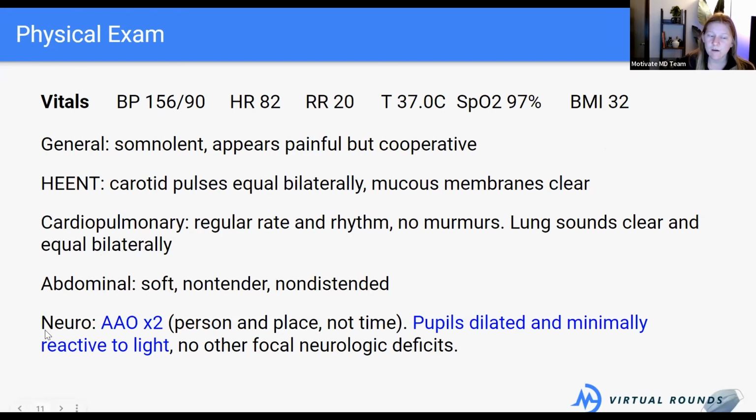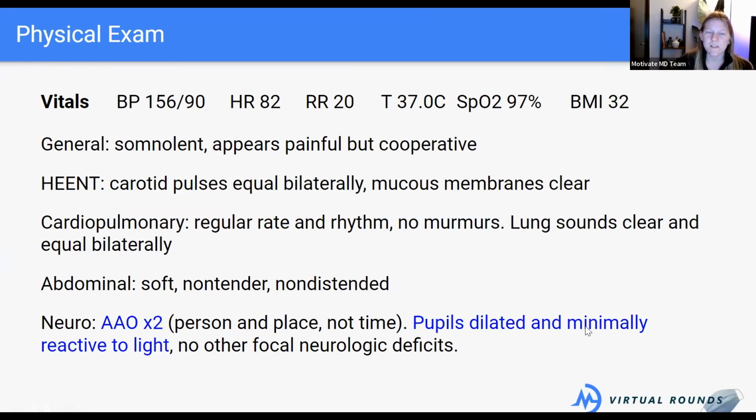And then his neuro exam is probably the most interesting part here. He is awake, alert, and oriented ×2. So he is oriented to person and place, but he is not oriented to time. So that's a change probably from baseline, and maybe even a change from when he first came into the ED, and that he's kind of having a change in his neurologic status over the last couple of, however many minutes it's been. He also has his pupils are dilated and minimally reactive to light.